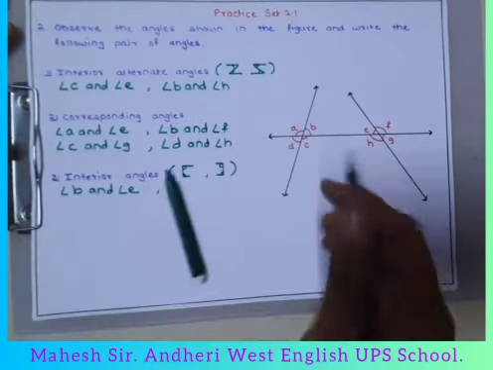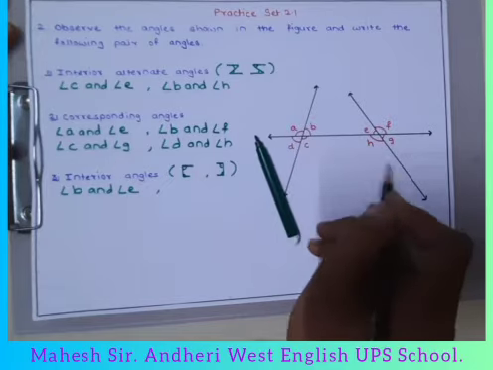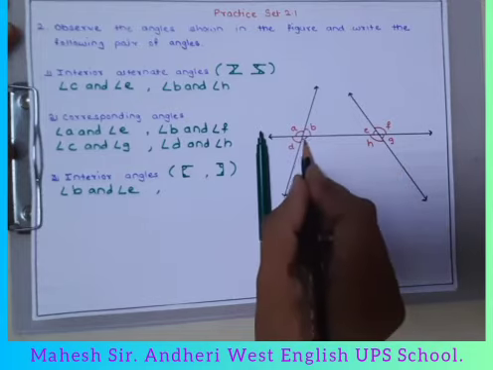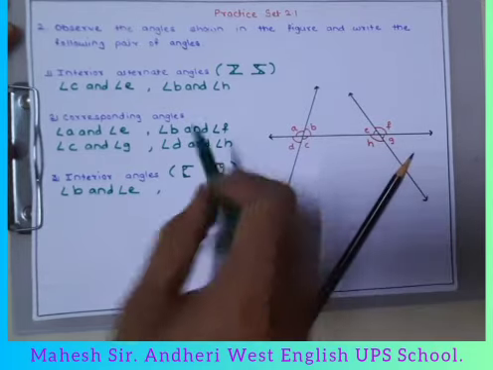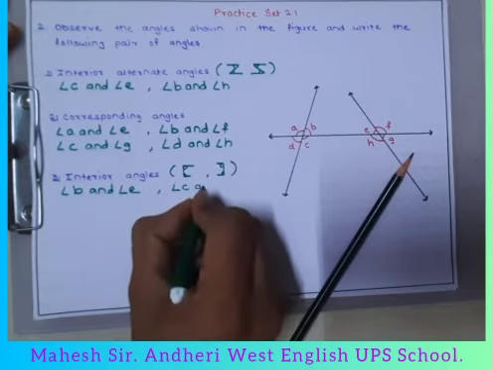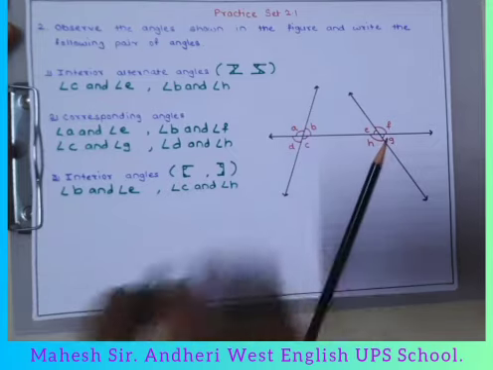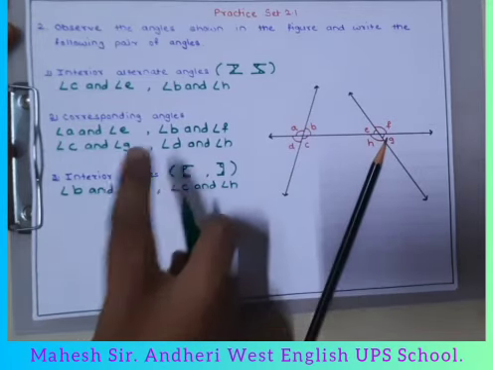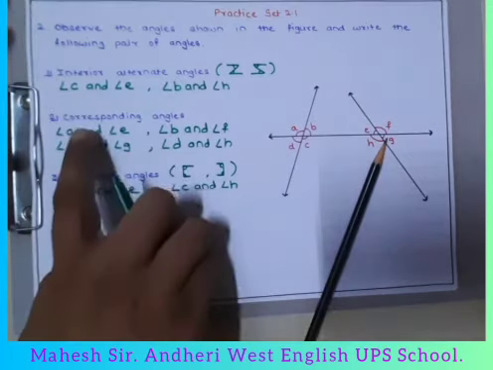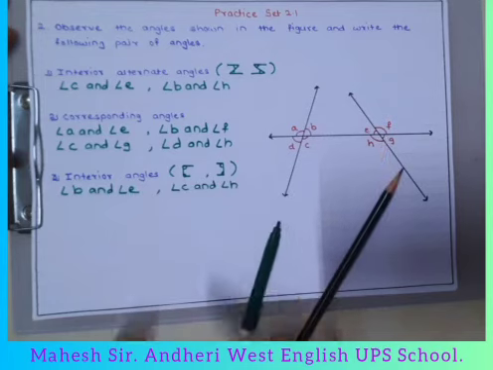In the same manner, if we consider this part, it is also somewhat C-shaped, right? So we can see angle C and angle H are also interior angles. So angle C and angle H are also interior angles. I hope you have understood interior alternate angles, corresponding angles, and last one, that is called interior angles. Thank you.